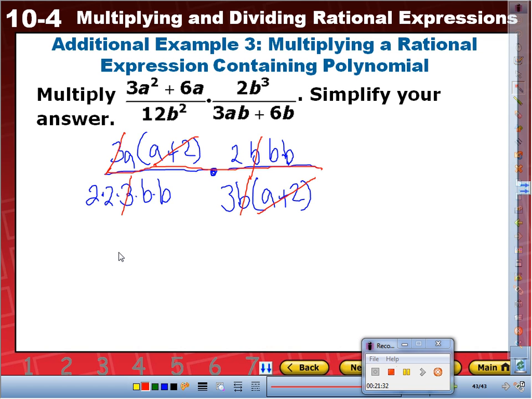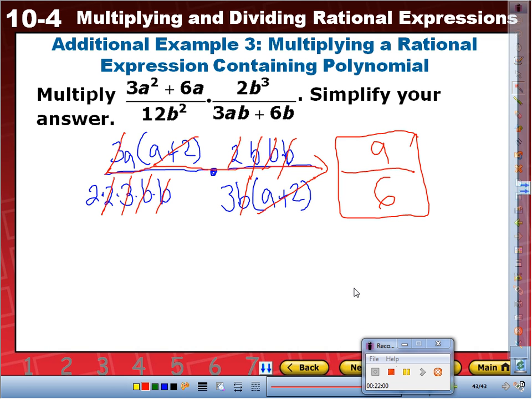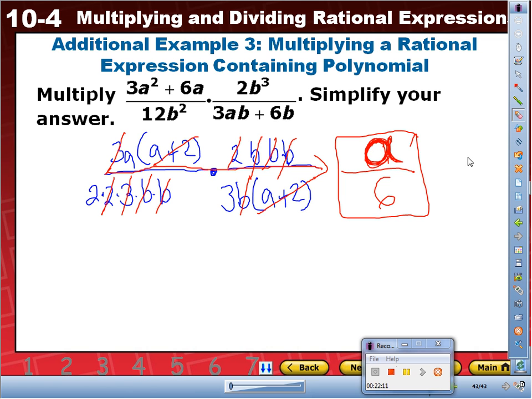What else? Anything else? 2 and 2. What else? The 2 b's. There it is. Okay. All right, what's left on the numerator? A. Careful. A over 2 times 3 is 6, and we're done. This is A, letter A. So it's A over 6. Are we there?